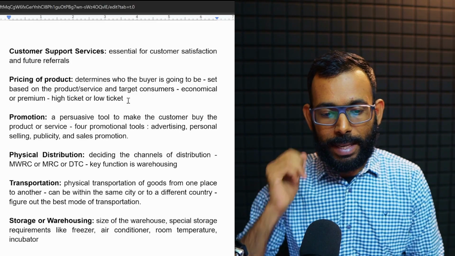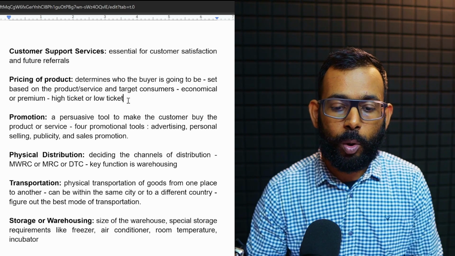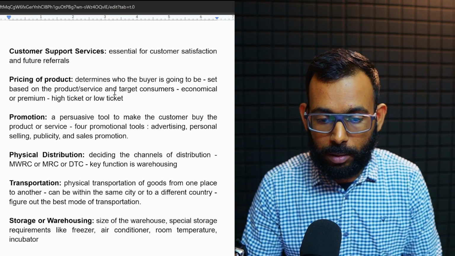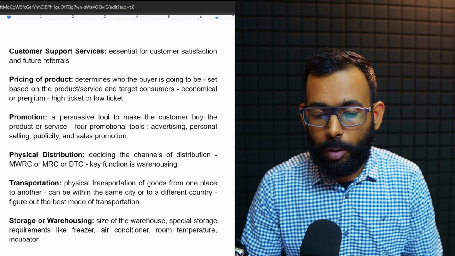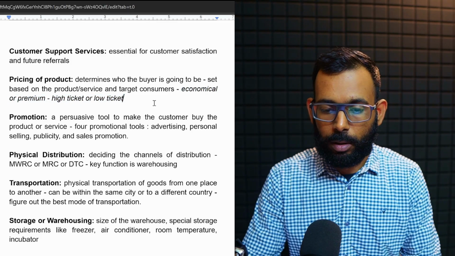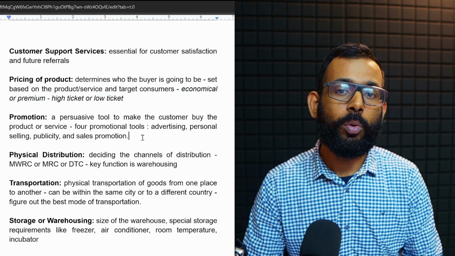Now let's talk about pricing of product. It determines who the buyer is going to be. Price is set based on the product or service and target consumers, economical or premium, high ticket or low ticket. Now let us talk about this. So price determines who the buyer is going to be.